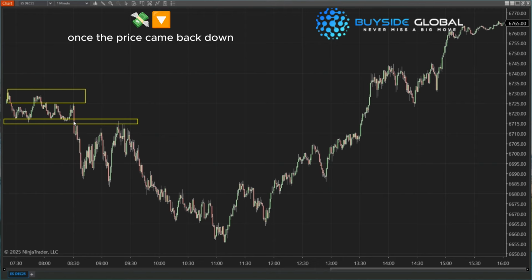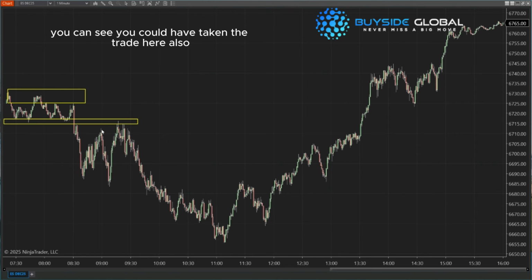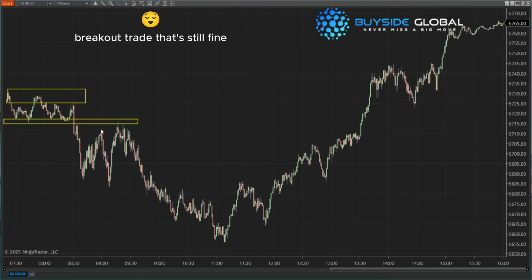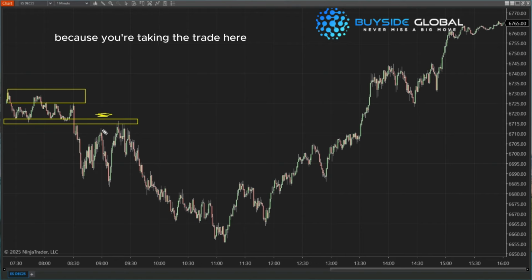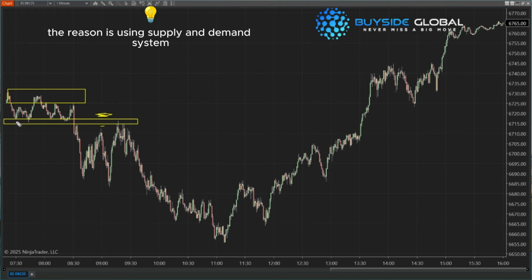Once the price came back down, you could have taken the trade here also, a breakout trade, that's still fine, but the only difference is you should have kept your stop right here. If you keep your stop right here, I won't recommend it. The reason is, using the supply and demand system, you need to use those levels to hide your stop. So this one, even if you take it, requires a lot of risk. I would not take it.